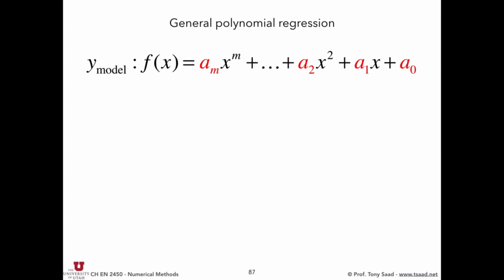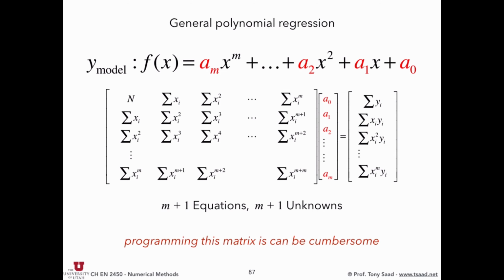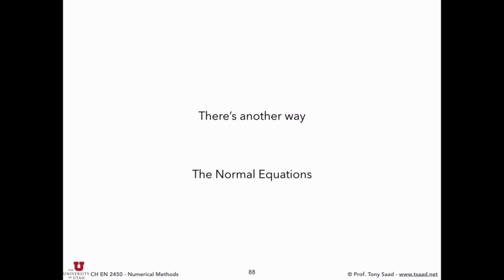If you think about the system of equations for general polynomial regression, this is what we had. Now imagine trying to implement this in Python manually, trying to do this matrix. It's going to be really annoying. You're going to have to do some crazy loop and then add terms. It's really prone to errors and very annoying to implement. But there's another way called the normal equations.